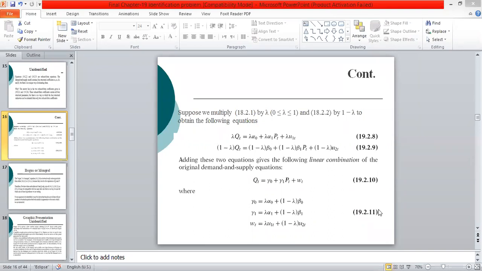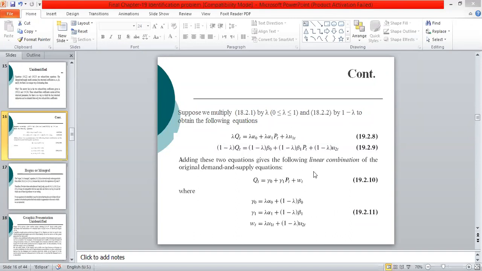We were discussing the bogus equations. We have derived the bogus equation from the demand equation and the supply equation, multiplying the demand equation by lambda and the supply equation by 1 minus lambda, and adding these two equations. We have the bogus equation, that is 19.2.10, that is Qt equals gamma naught plus gamma 1 Pt. This is the bogus equation.